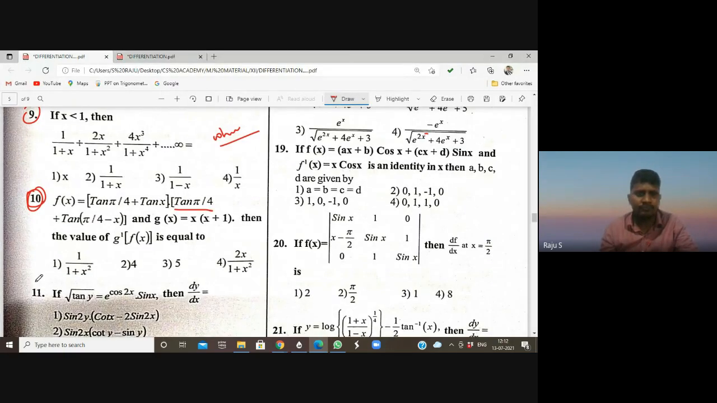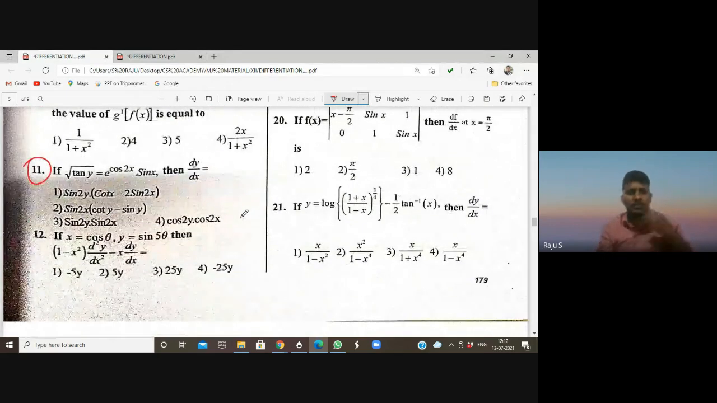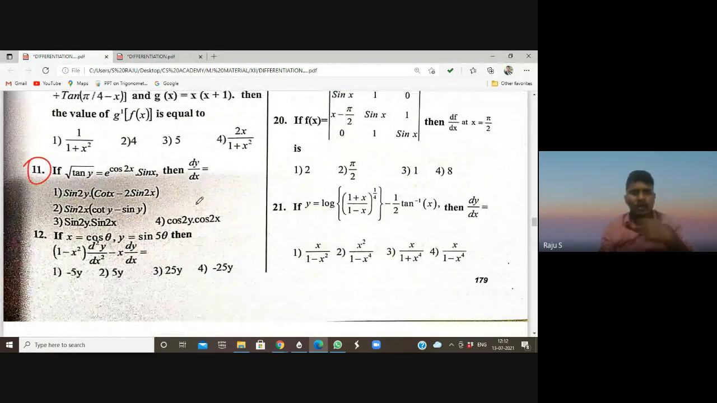Now let us go for the next question. The next question is root over tan y is equal to e to the power of cos 2x into sin x. Then what is dy by dx? So squaring on both sides, or else you can differentiate it directly. That's your wish. You can differentiate directly also.